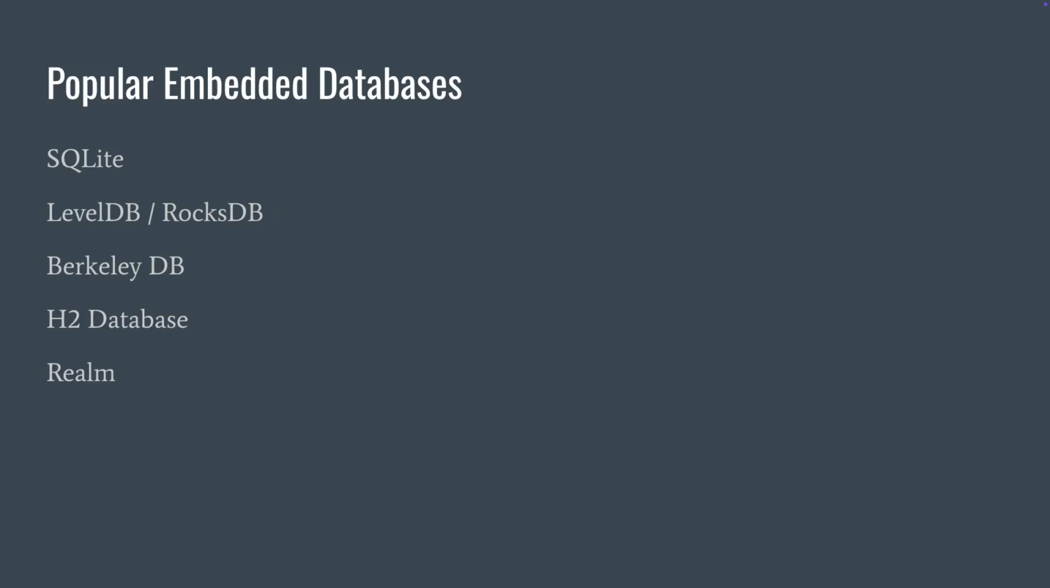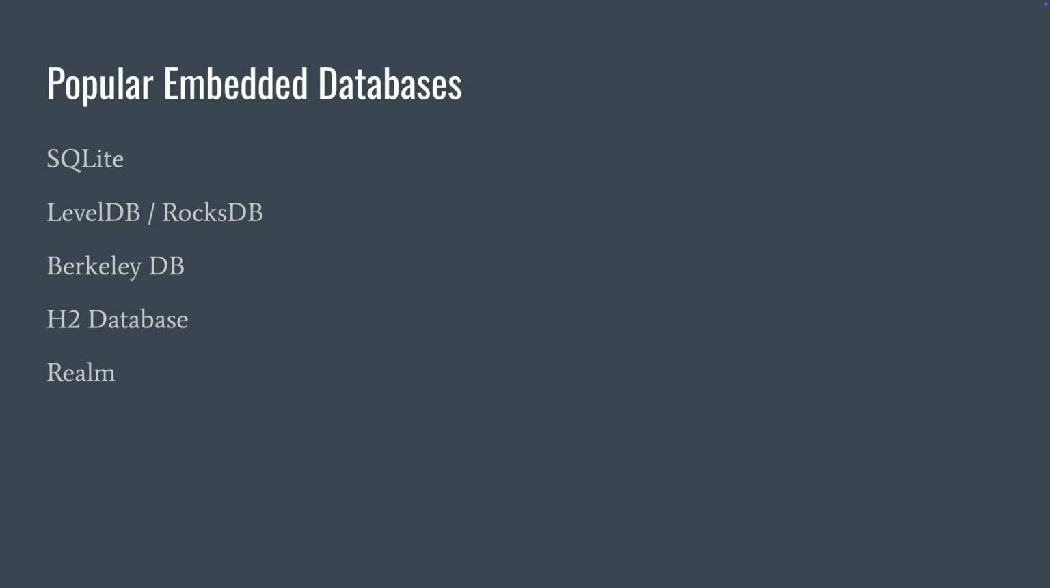H2 database is also a relational database, but this one is Java based. So a lot of Java applications use H2 for testing, development, or small scale production environments. An H2 database is known for its in-memory mode, ease of setup, and full SQL support.